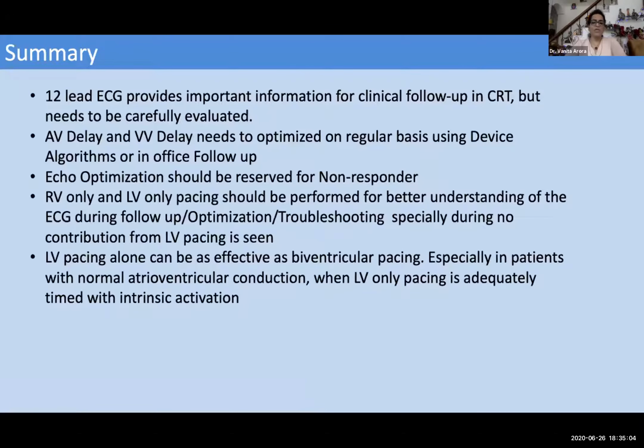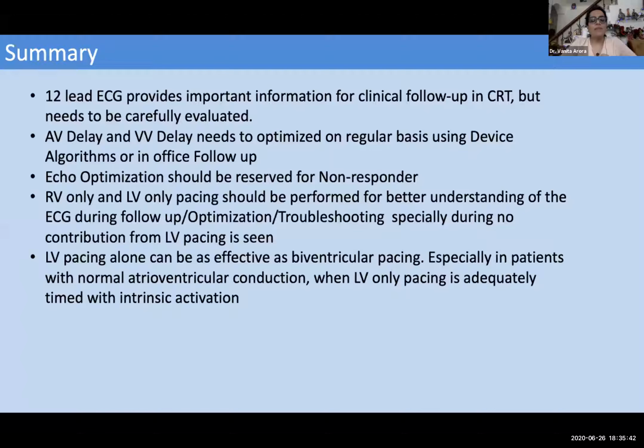So to summarize, 12-lead ECG provides important information for the clinical follow-up in CRT, but needs to be carefully evaluated. AV and VV delays need to be optimized on a regular basis using the device algorithms and office follow-ups. Echo optimization, I don't do it anymore because we have such good algorithms available in the devices, but it can be reserved for patients who are non-responders. RV only or LV only pacing should be performed for better understanding of the ECG during follow-up. We have to do serial ECGs and try to do the optimization and the troubleshooting by doing this.